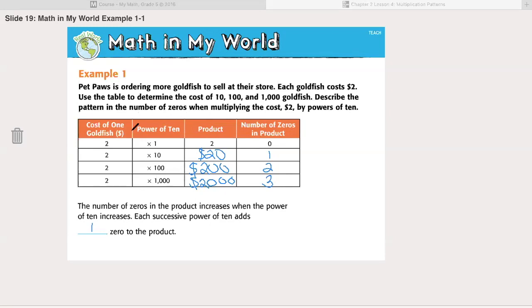And we see that even just by looking at the column of the power of 10. 1000 has 1 more zero than 100, has 1 more zero than 10, has 1 more zero than 1. These zeros increase as the power of 10 increases, meaning as we multiply by another 10, we increase the zeros. 10 times 10 is 100. 10 times 10 times 10 is 1000.